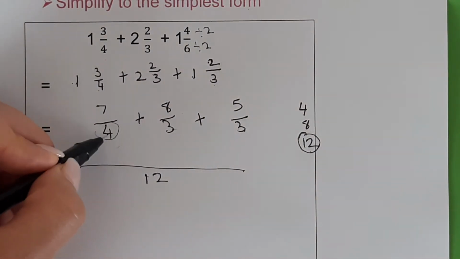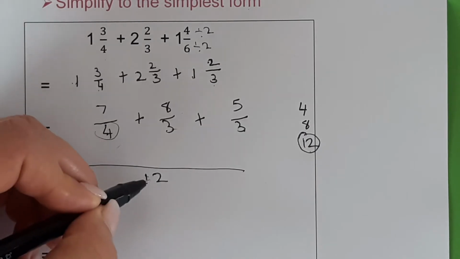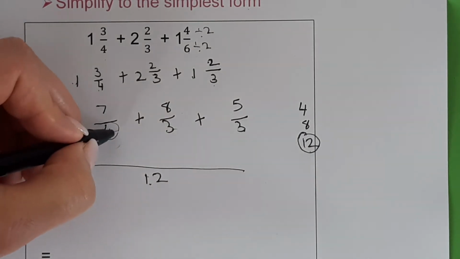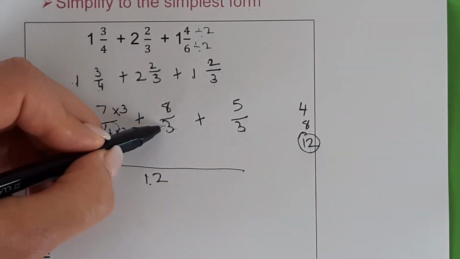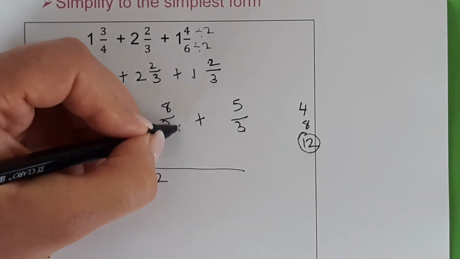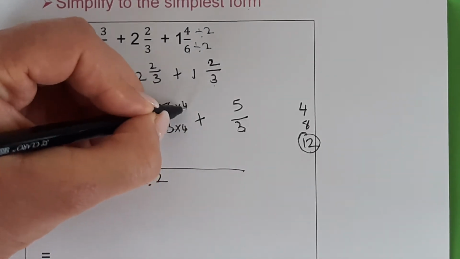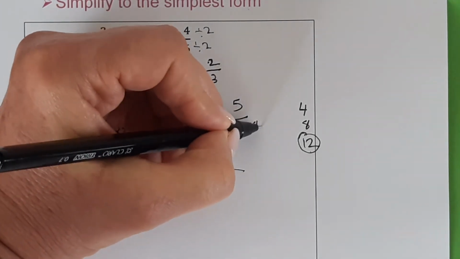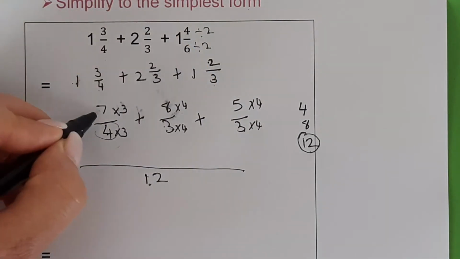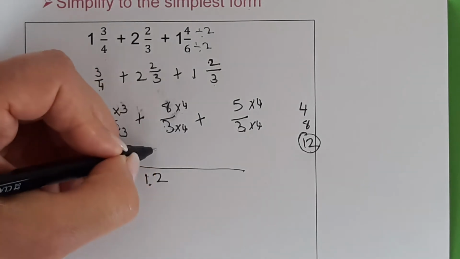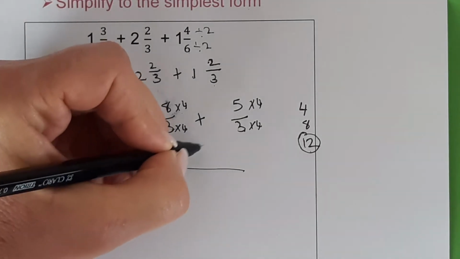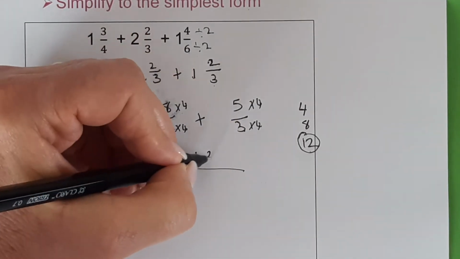Do the following. Write down, what must I do with a 4 to get 12? Because you tend to forget to multiply at the top and the bottom. What must I do with a 3 to make it 12? Times by 3, times by 4, times by 4. That's 7 times 3 is 21, plus 8 times 4 is 32, plus 5 times 4 is 20.